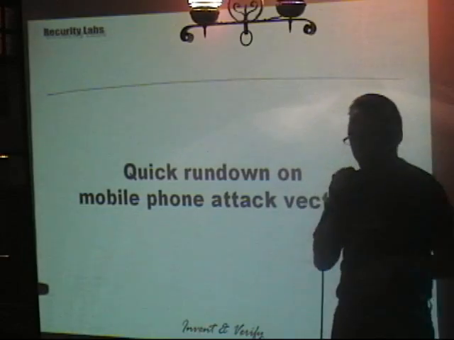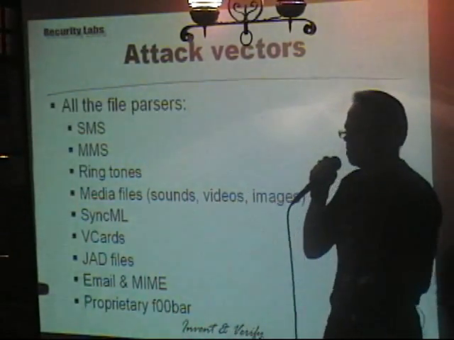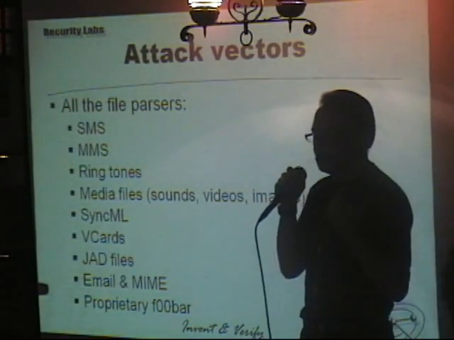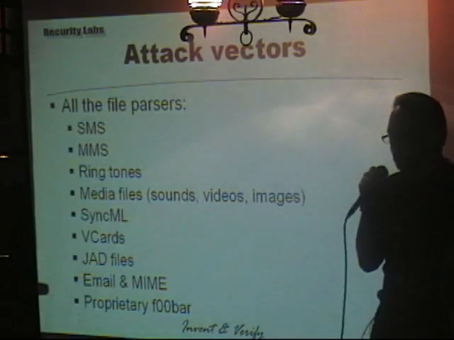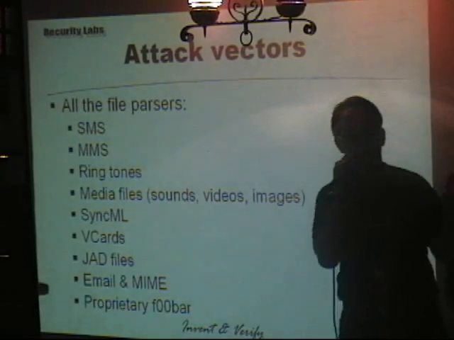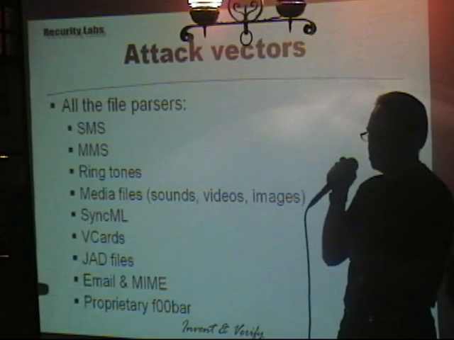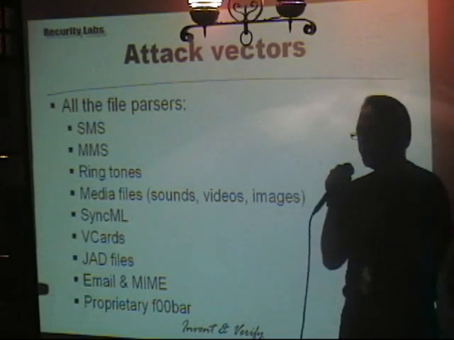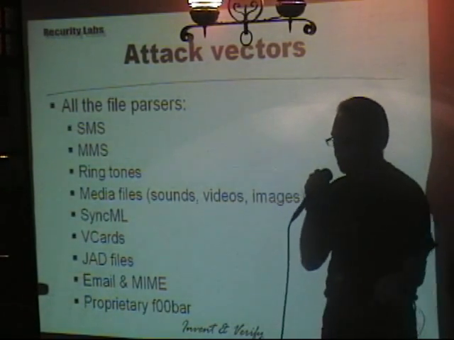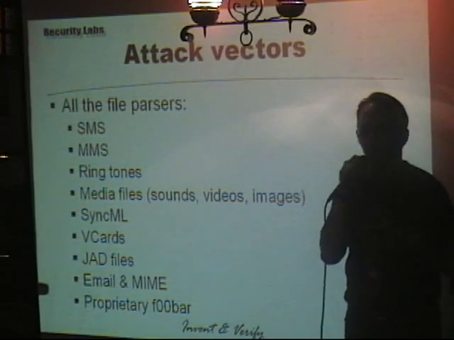So let's make a quick rundown on mobile phone attack vectors, just to cover them. As Microsoft discovered a few years back, everything that parses file formats is going to break, and the same holds true for mobile phones. This is just a small subset: you have to parse SMS, MMS, ringtones, there are like 20 different types of them. You have to parse media files, more sounds, videos, images, all because they're in the MMS. You have to parse Symbian, vCards, JAT files, email inline, web pages, proprietary foobar, and that doesn't even cover all the bullshit that you get over GSM.